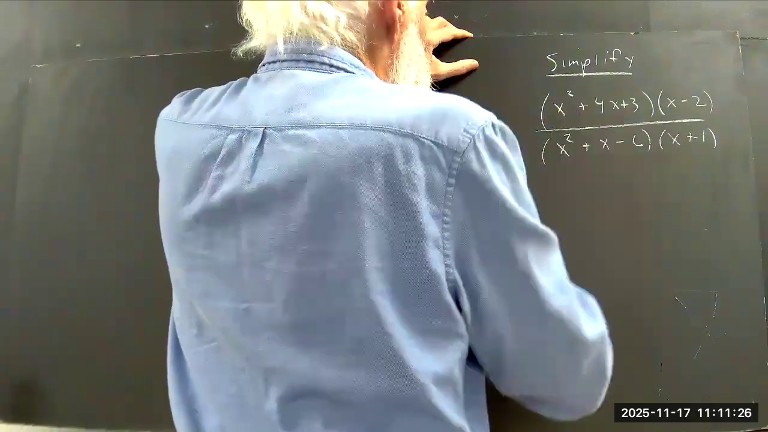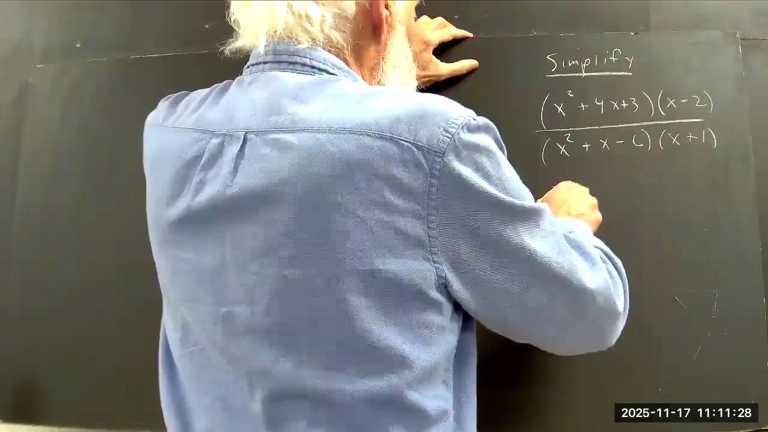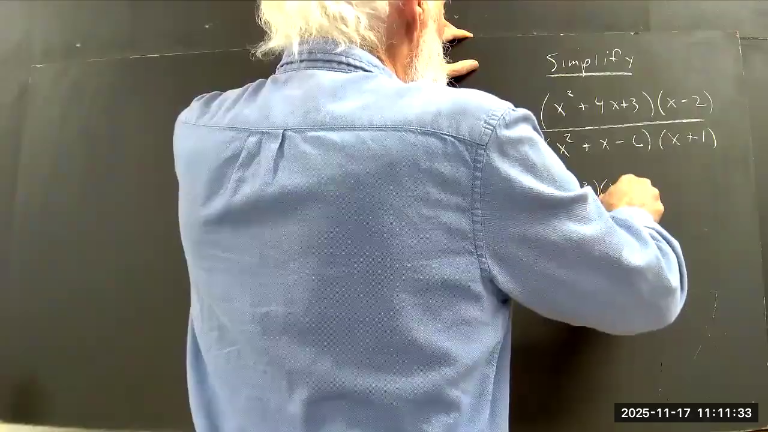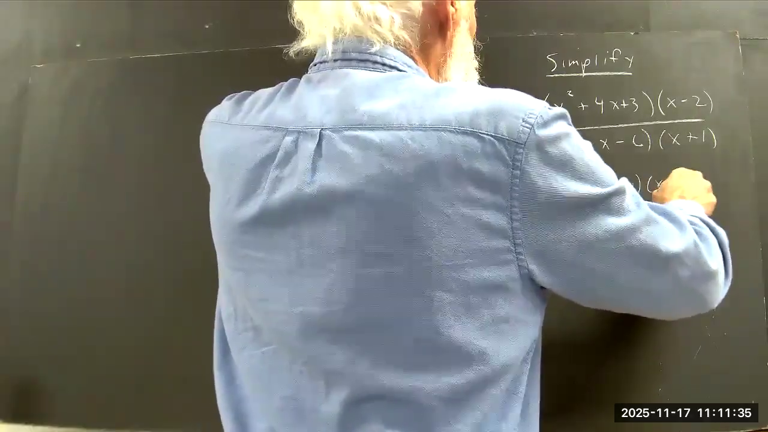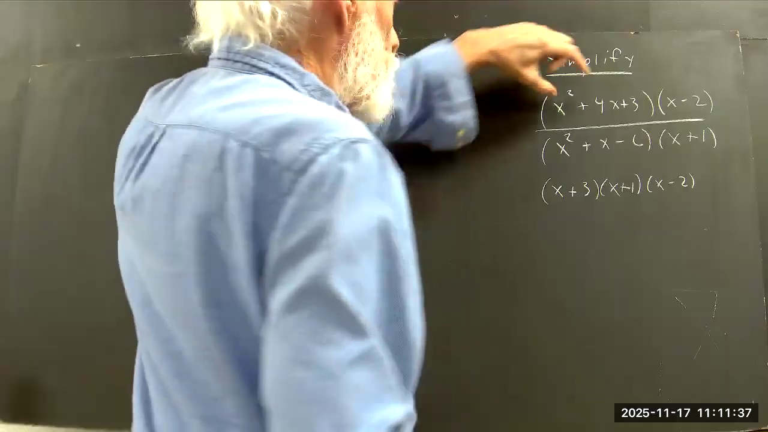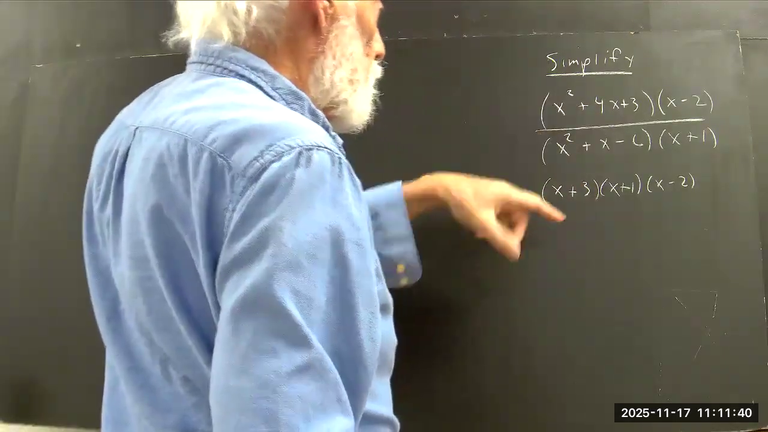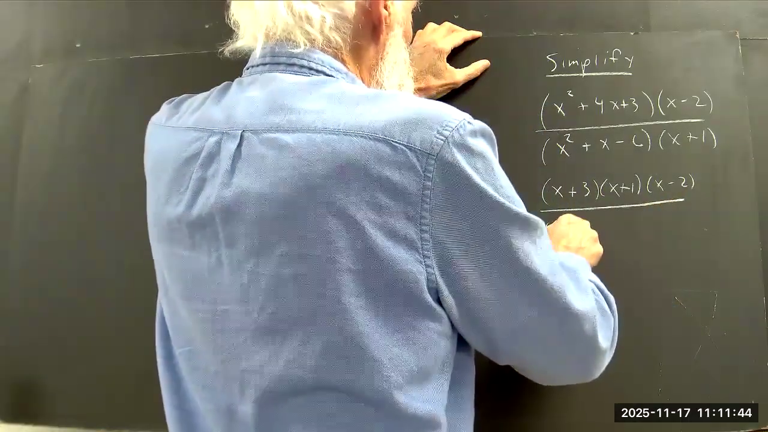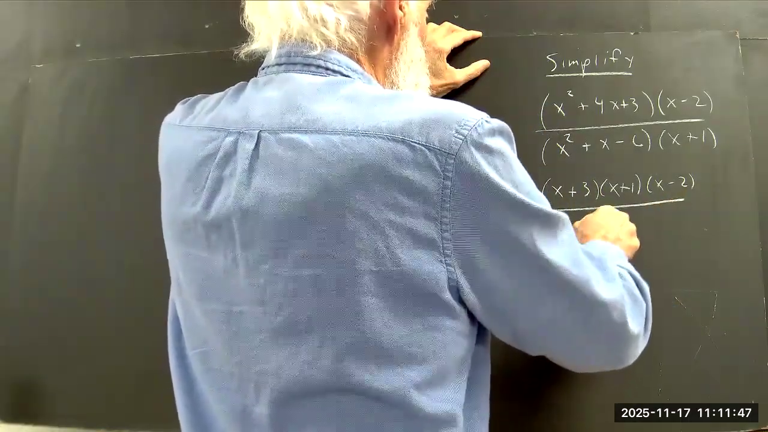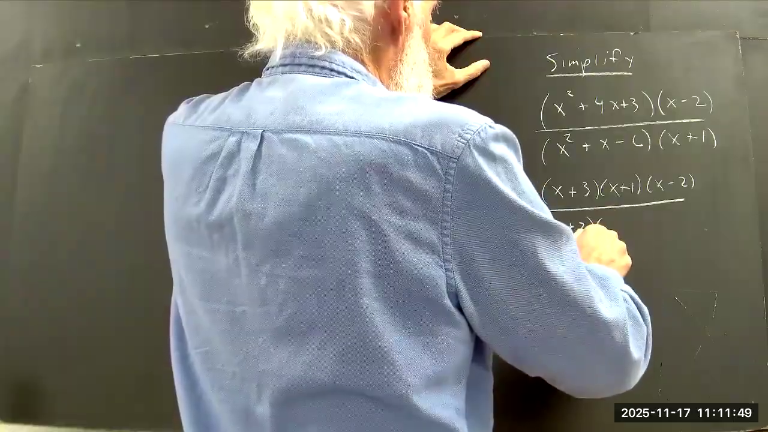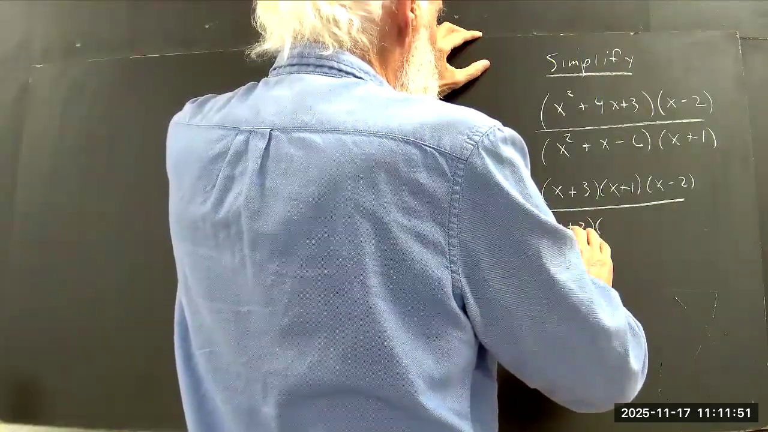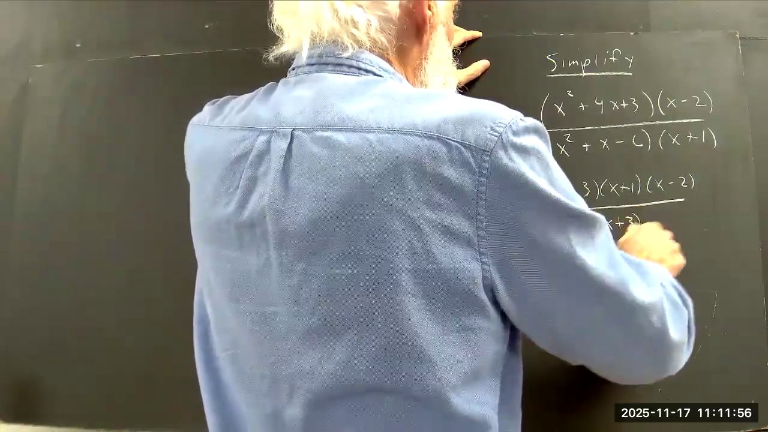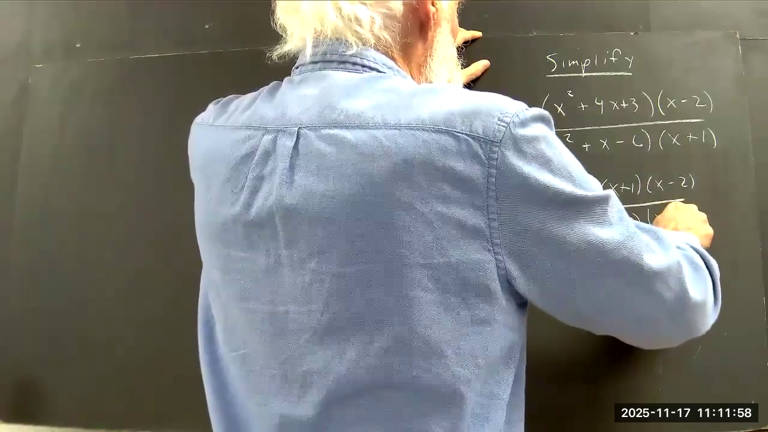So we have x squared plus 4x plus 3. Well, that factors into x plus 3 times x plus 1. The denominator factors into, sorry, it's x minus 2 times x plus 3. And then that's multiplied by x plus 1.